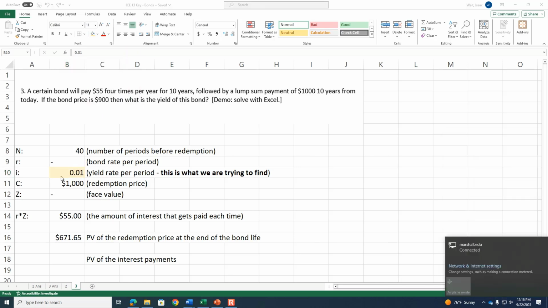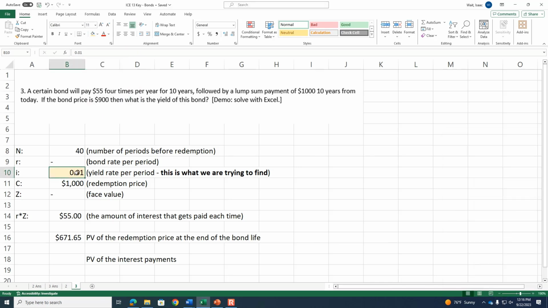Okay? Then with this, let me just make this yellow to emphasize that there's something special about this cell. This is a cell that I'm going to be changing around iteratively using goal seek. So these values that I'm calculating are just dependent on what is right now simply a guess. So equals PV of this guess interest rate, 40 periods.